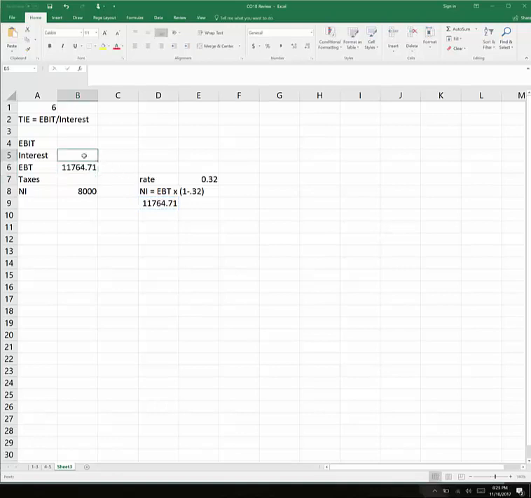And you know your interest is 400. So earnings before taxes, then you're going to add these two together. So to calculate times interest earned, we're going to take this number, earnings before interest and taxes, divided by interest, and we get the 30.41.